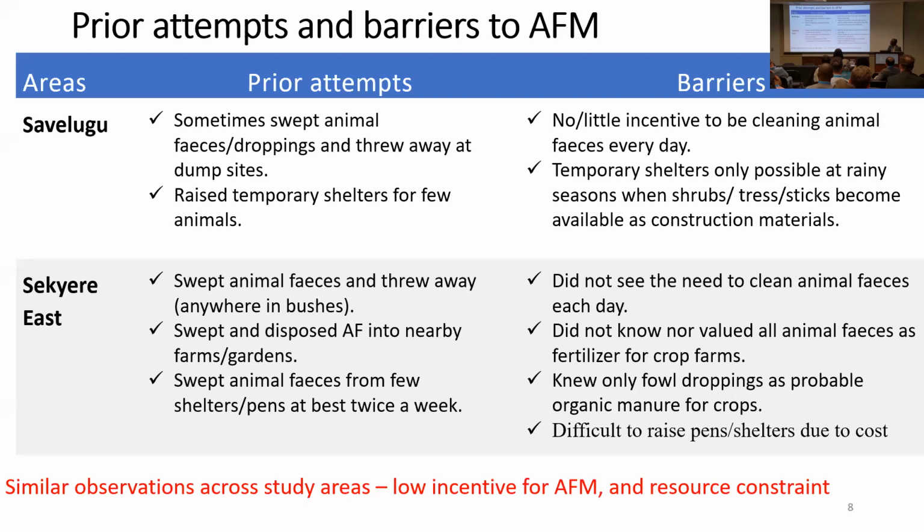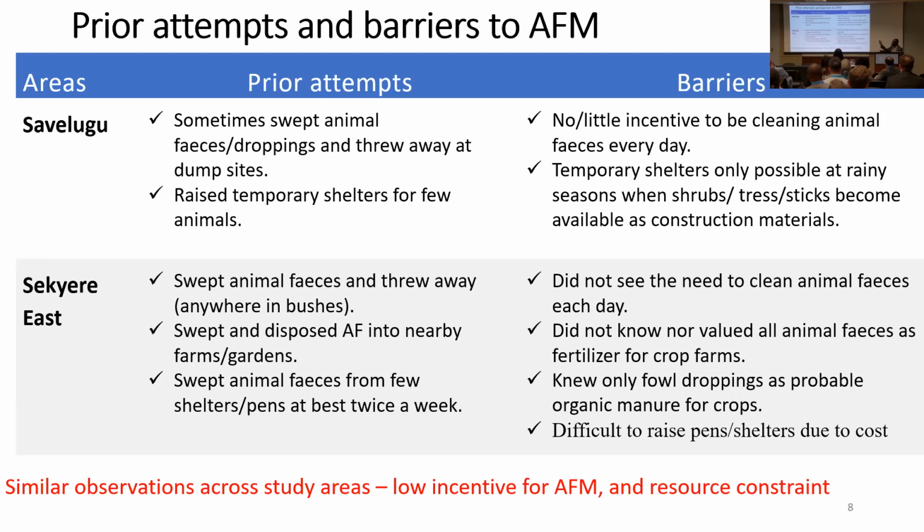And then what have they been doing, maybe prior to the intervention, and what were some of the major challenges? We saw that there were fewer incentives. I mean, they were not motivated to do anything with respect to managing the animals and even managing the feces. No motivation, no incentive. I think the low incentive is one of the major challenges.